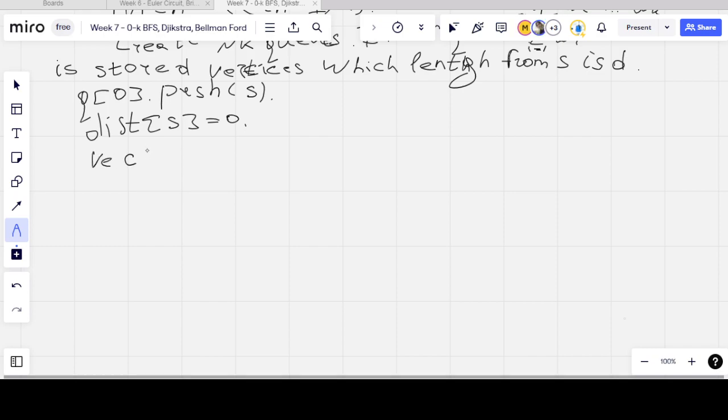We need to create a vector of bool in which we store visited or unvisited vertices, used, and we initialize all of them as false. So the algorithm complexity will be O(nk plus m).